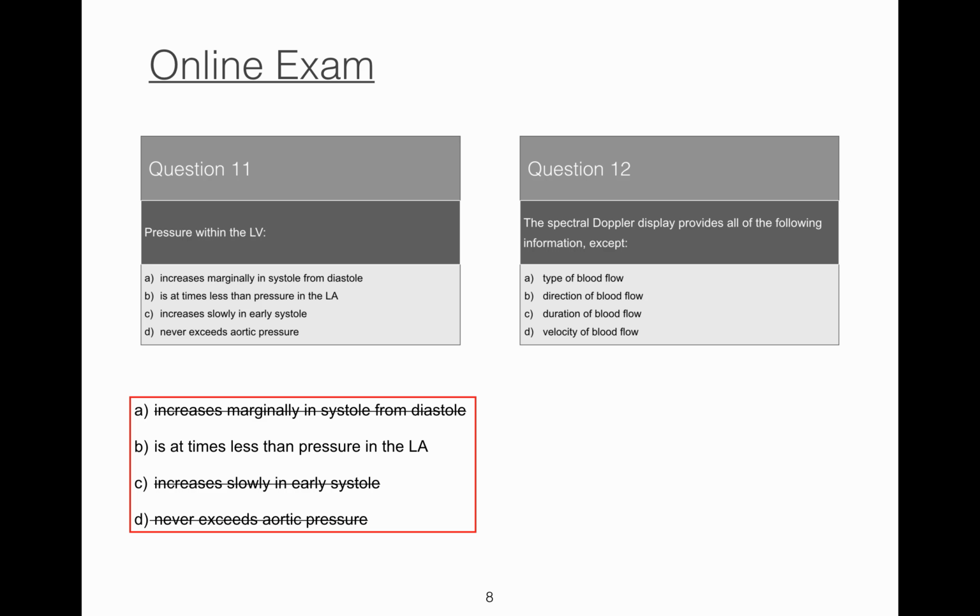Question 12. The spectral Doppler display provides all of the following information except what? The correct option is A. Spectral Doppler does not provide information about the specific type of blood flow.